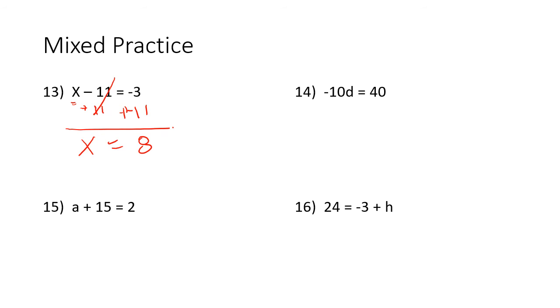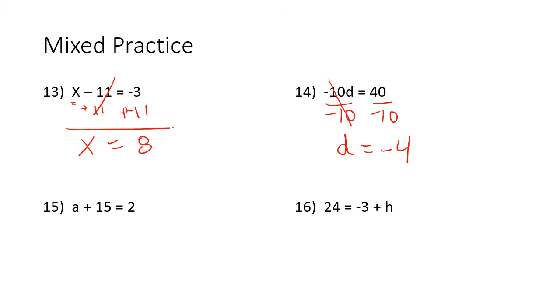Number 14, negative 10d equals 40. Well, we see that negative 10 and d are touching each other. They're right up against each other. That means multiplication. So we divide by negative 10 on both sides. Again, we use that fraction bar to show division. On the left-hand side, negative 10 divided by negative 10 is 1d, so we can write just d equals 40 divided by negative 10, which is negative 4. So d equals negative 4.